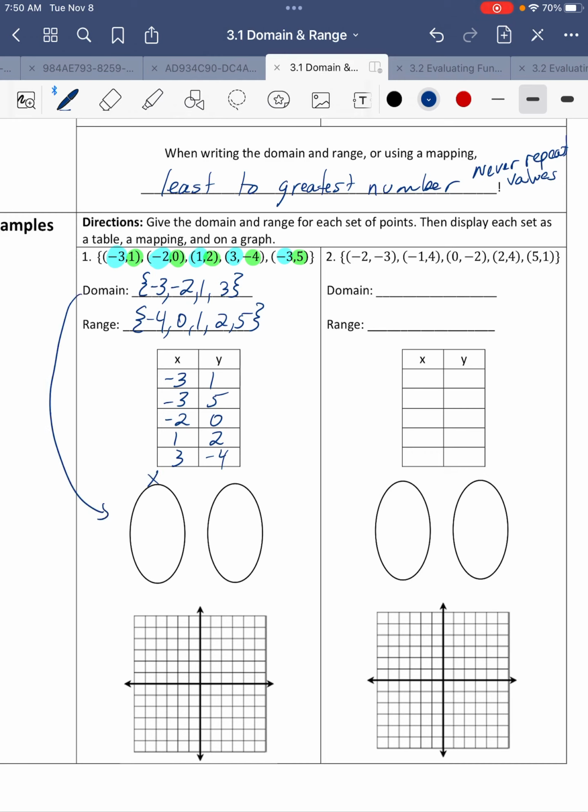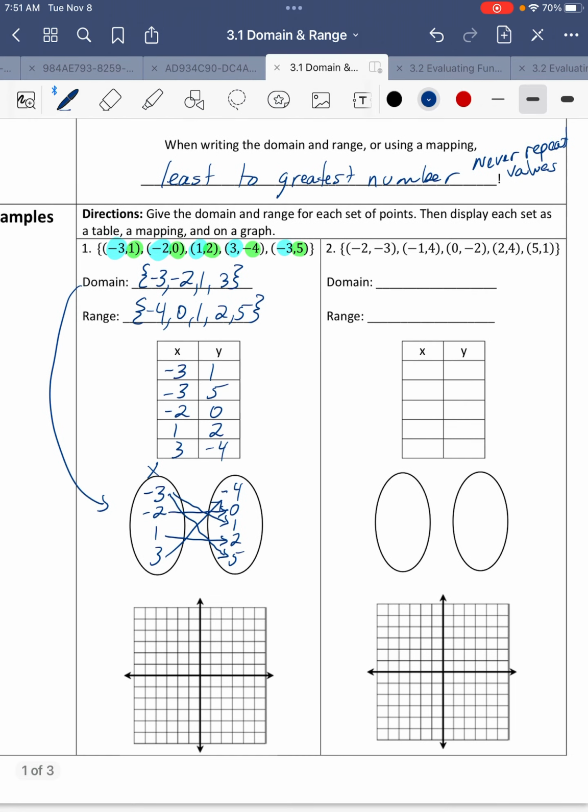So our first circle here in our mapping is going to be -3, -2, 1, and 3. So do not repeat. The ranges, again, don't repeat them. So we're going to go -3 to 1, draw a little arrow. We're going to do -2 to 0, 1 to 2, and 3 to -4, and -3 to 5.